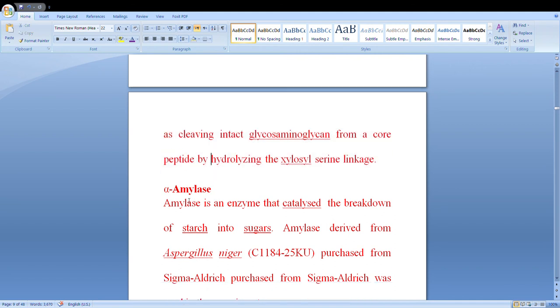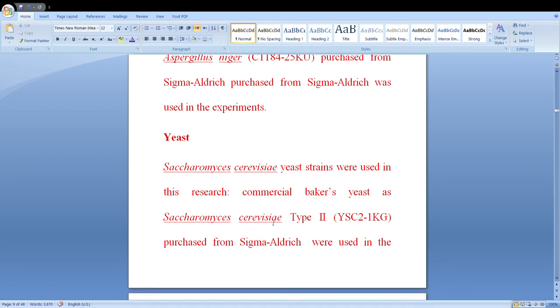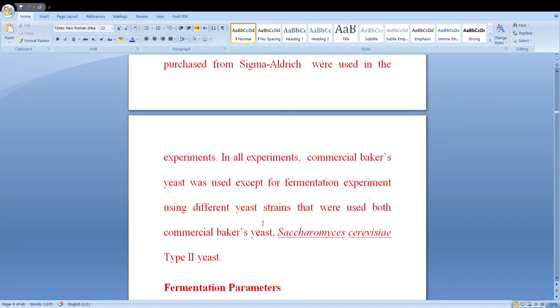Then we use alpha amylase. Amylase is an enzyme that catalyzes the breakdown of starch and sugar. Amylase is derived from Aspergillus niger. Then we use the yeast Saccharomyces cerevisiae. The yeast strain used in this research was commercial baker's yeast, Saccharomyces cerevisiae type 2, purchased from Sigma-Aldrich company. In all experiments, commercial baker's yeast was used, except for the fermentation experiment using different yeast strains.